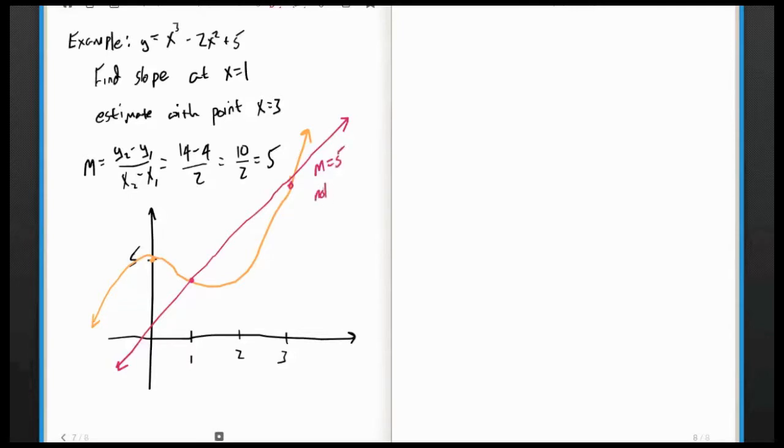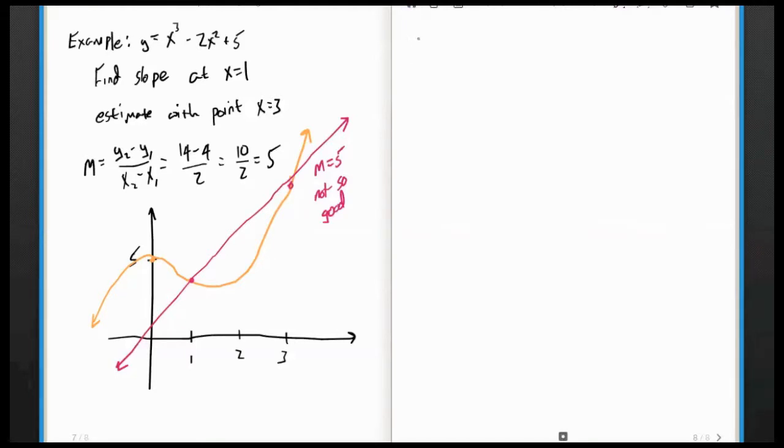Not so good. Right, I mean, it looks to me like my line is sloping down here, and my red line, my estimate, is going up. So this is just not a good estimation. So let's take this other approach where I'm going to use a really small value of h.